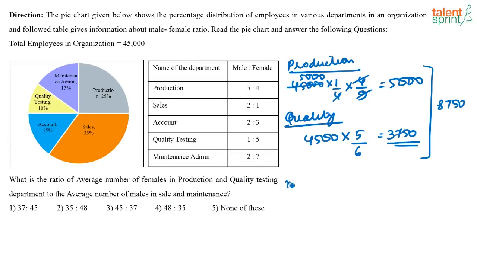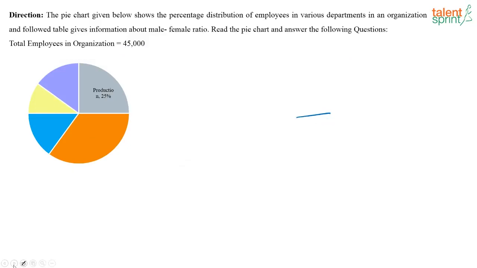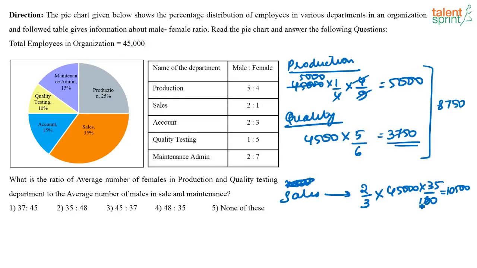So how many males are there in sales and maintenance? Males in sales. So when you look at sales, how many males are there? You have 2 by 3 into, now sales accounts to 35%, that is 45,000 into 35 by 100. I think in the previous step we found this out, no? Into 35 by 100 you get it as 10500. I remember that value, correct? I guess it's correct, 10500, yes. So that is the number of males in sales.